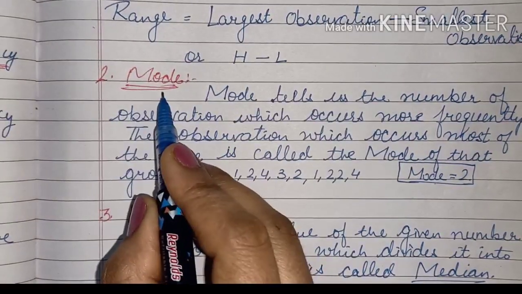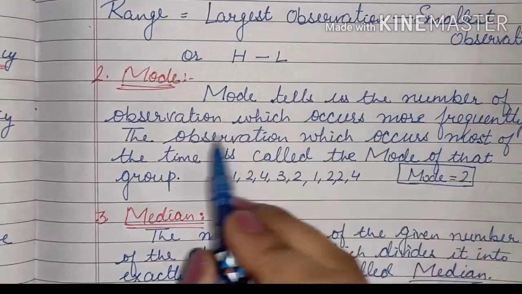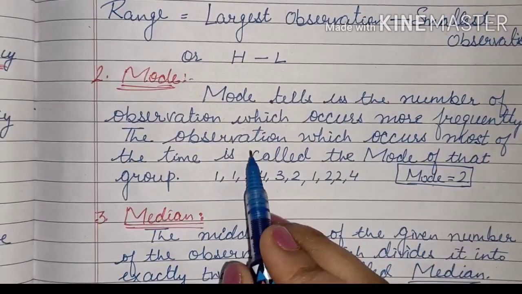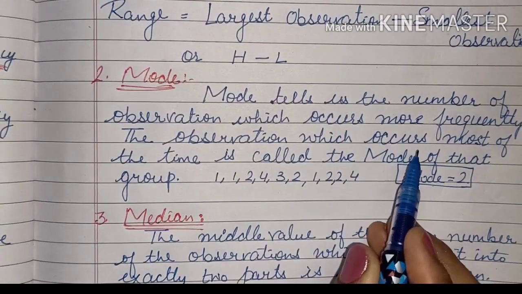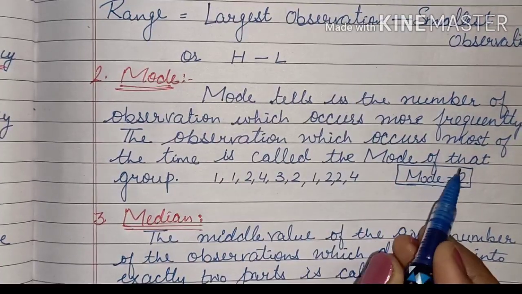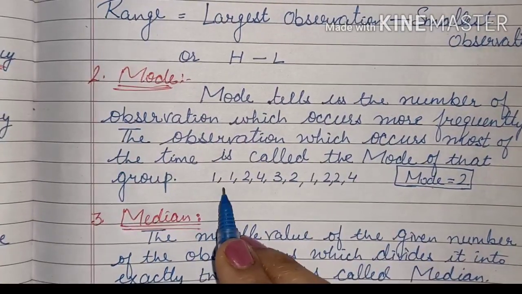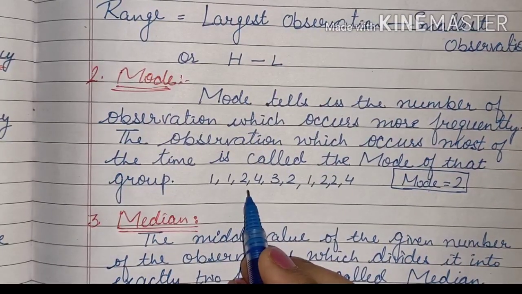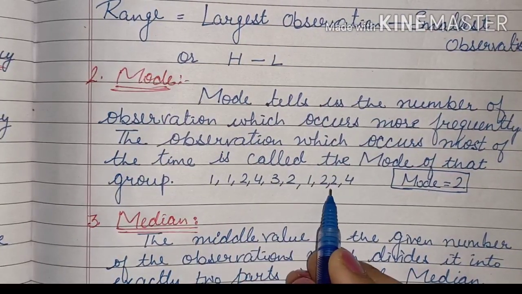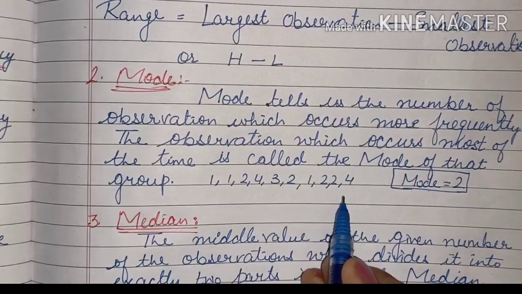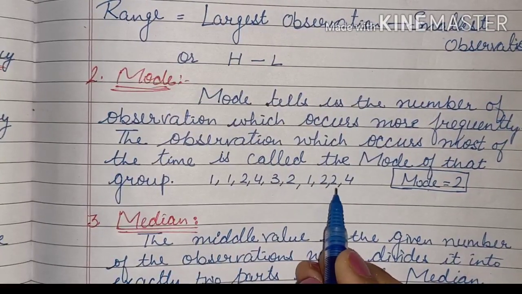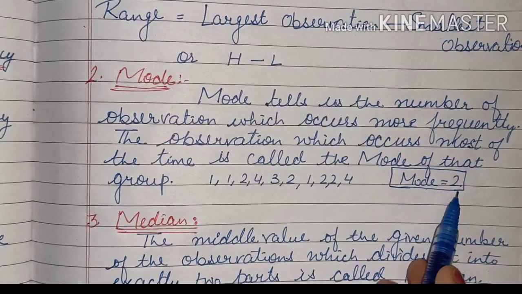Second is mode. Mode tells us the observation which occurs more frequently. The observation which occurs most of the time is called the mode of the group. Like here we have some observations. If we observe here, 2 is occurring more frequently than the other observations. Here 2 is occurring 4 times. So here the mode will be 2.